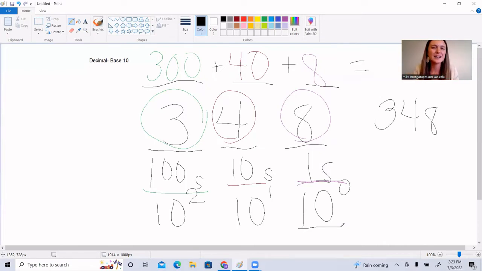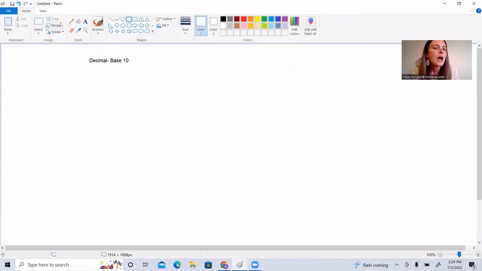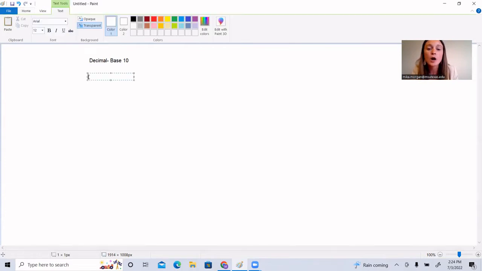What I'm going to show you next is going to play off of this same idea. I want to erase all of this, and I don't know an easy way to do that in Paint, so I'm going to see if I can just draw a big giant rectangle over it. That seemed to work okay. So what we're going to talk about next are binary numbers, which are base 2.